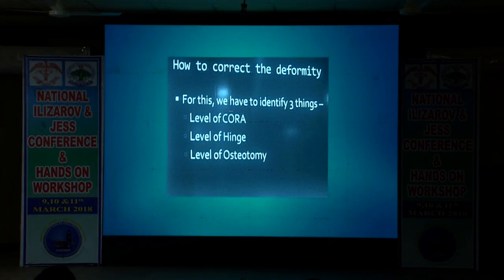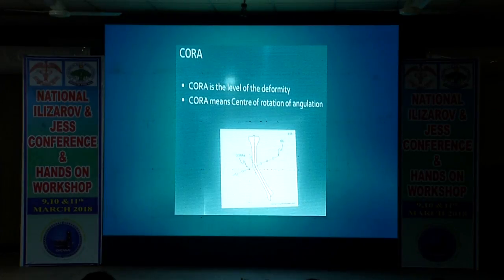But after you identify all that, then you can proceed to correct the deformity. There are three things that you need to know: the CORA, and then the hinge, and the level of osteotomy. And out of that, the most important is the CORA. What is CORA? CORA has two components: the level of it, and also the degree of it.